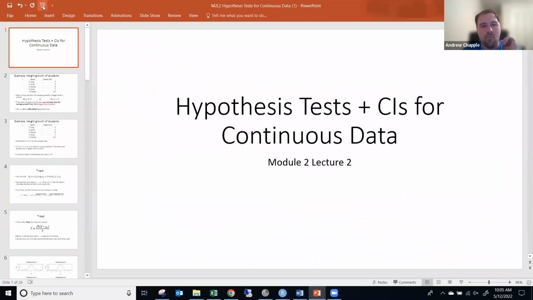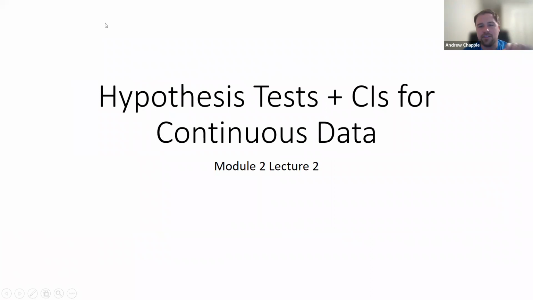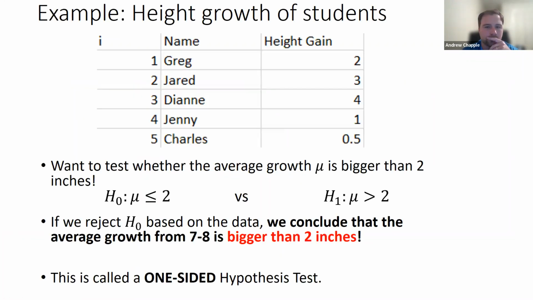Okay, so hypothesis tests and confidence intervals for continuous data. So again, remember the height gain example. We have the heights of all these students. And we want to test maybe whether the average height gain, or the true mean height gain, is less than 2 inches versus bigger than 2 inches. That's a one-sided hypothesis test.